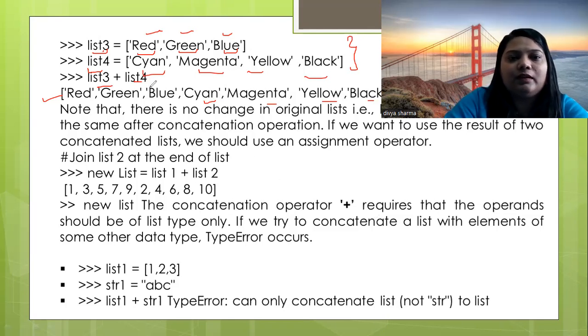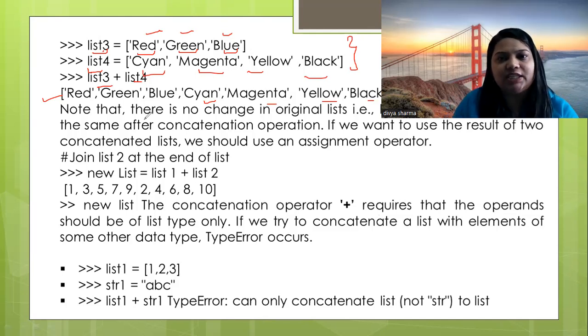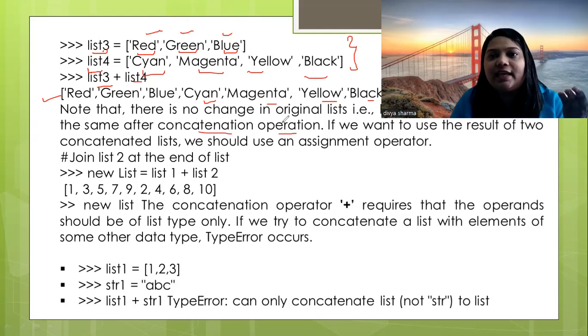Now, keep in mind one thing: there will be no change in the original lists. Means that the elements of list 1 will remain the same, the elements of list 2 will remain the same, as well as list 3 and list 4, which always remain the same after the concatenation operation. The concatenation operation is simply doing one thing: it takes the elements from list 1, then list 2, if we combine these two lists.